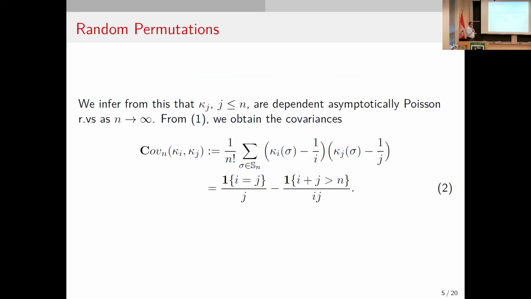Using this fact and some technical knowledge, we can compute the covariance of the coordinates of the random structural vector. And we get this expression. As you can see here, the coordinates are independent if both of these conditions do not hold.